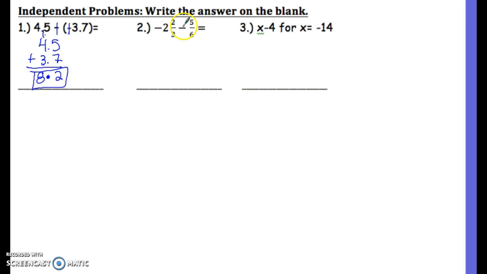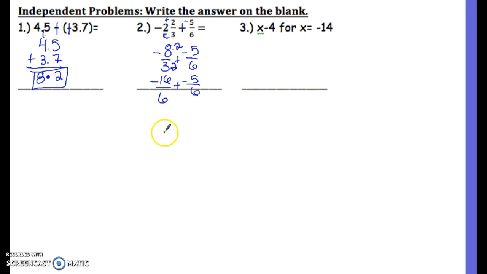For number 2, change it to add the opposite. So again, I need to make this a mixed number. 3 times 2 is 6. 6 plus 2 is 8. So we get negative 8 thirds plus negative 5 sixths. My common denominator will be 6. So I'm going to multiply by 2, get negative 16 over 6 plus negative 5 over 6.